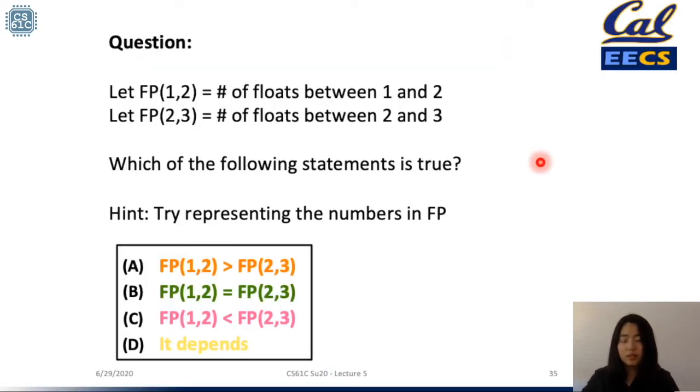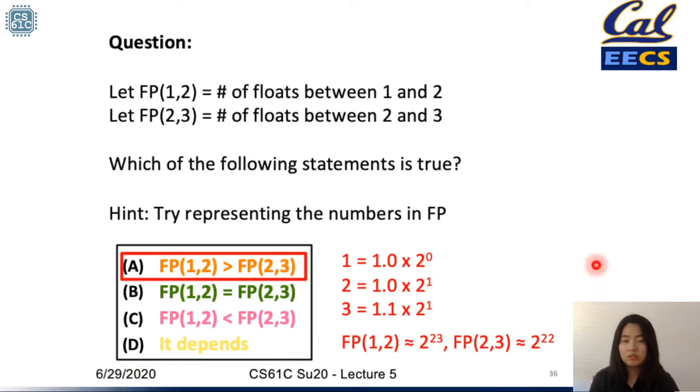This is a small exercise. Let FP12 equal the number of floats between 1 and 2, and FP23 equal the number of floats between 2 and 3. Which of the following statements is true? Basically, we're trying to compare the number of floating points between 1 and 2 and between 2 and 3. The correct answer is A. So there will be more floating points between 1 and 2 than between 2 and 3.